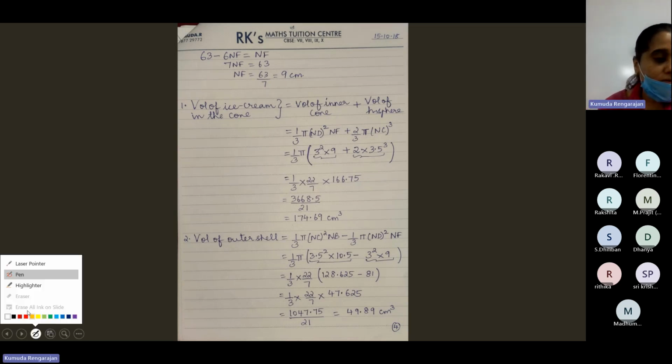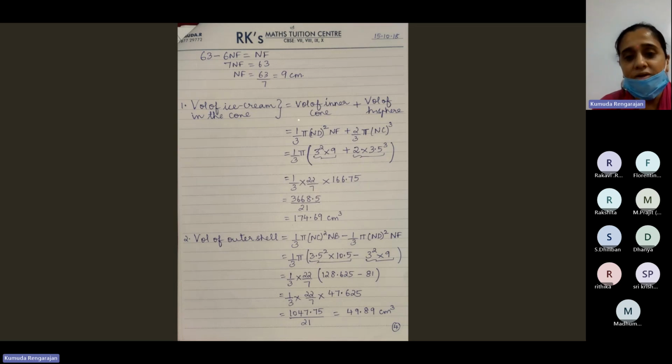All right, so volume of ice cream, we understood, is inner cone plus hemisphere. So inner cone is 1/3 pi r square h, right? So when we say 1/3 pi r square h, I've mentioned the radius and square. The radius is 3 and h is 9 for the inner cone. This is the formula 1/3 pi r square h, plus hemisphere 2/3 pi r cubed, right? So I mentioned the radius cubed. You can write like this.